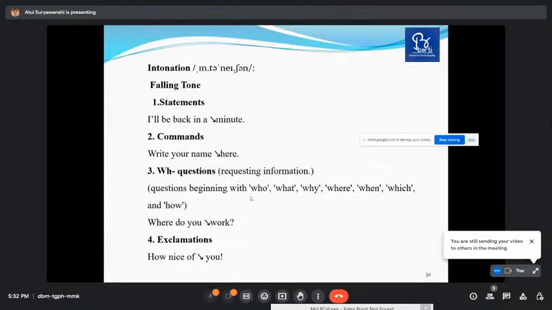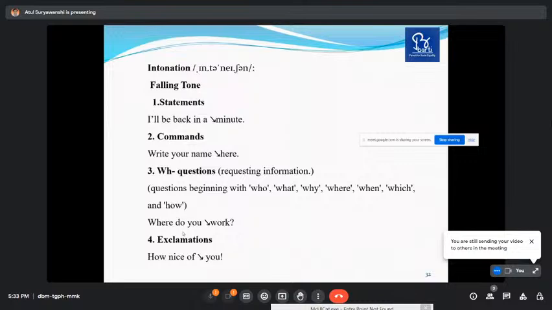The third is requesting information, especially in WH questions, meaning the questions beginning with who, what, why, where, when, which, and how. For example, where do you work? Falling tone has been used. And the fourth is exclamation. How nice of you! How nice of you!